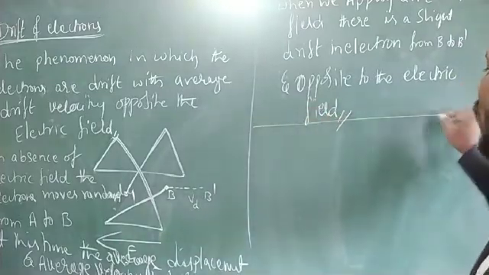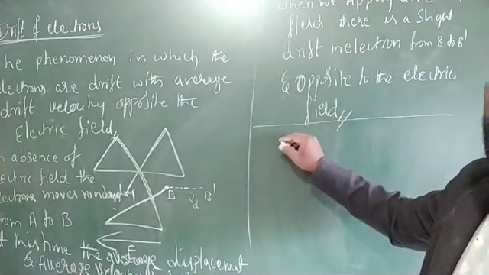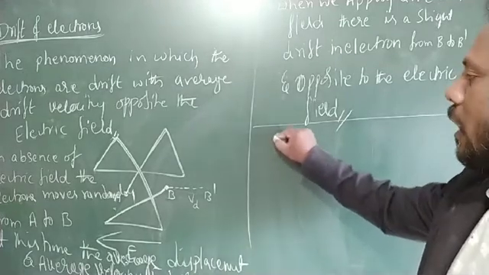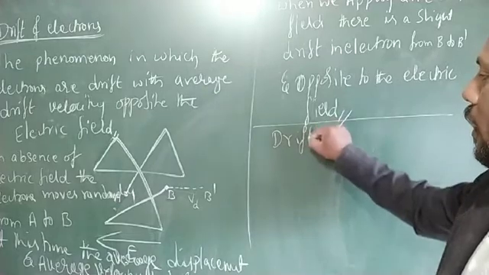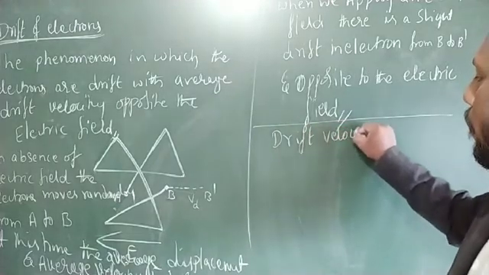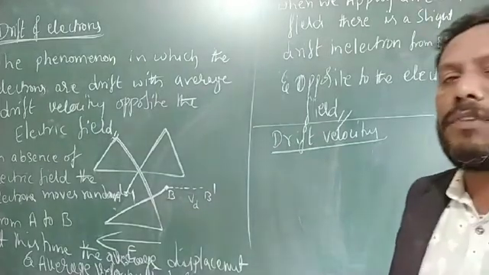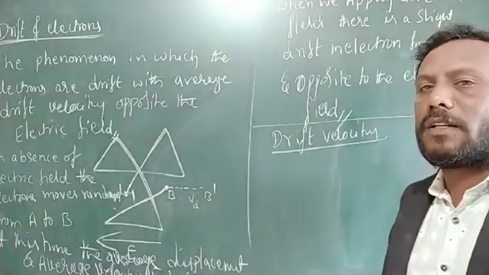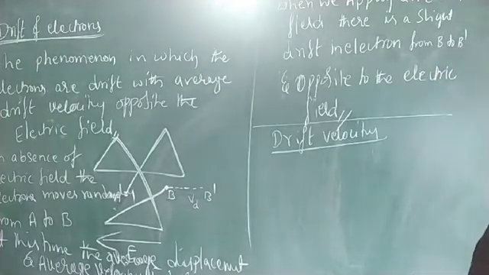Now, what is drift velocity? The drift velocity definition is very, very important for the annual examination, 1 mark. Drift velocity is the average velocity with which the electrons drift opposite to the electric field.